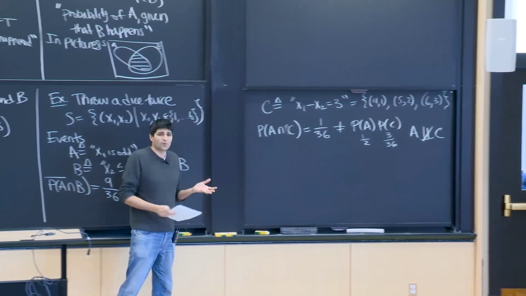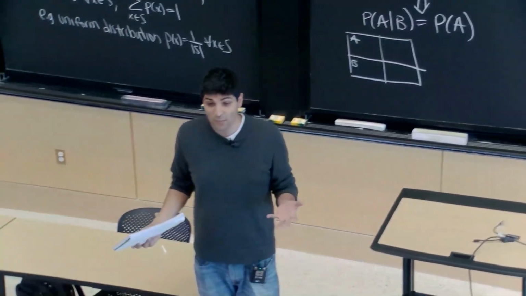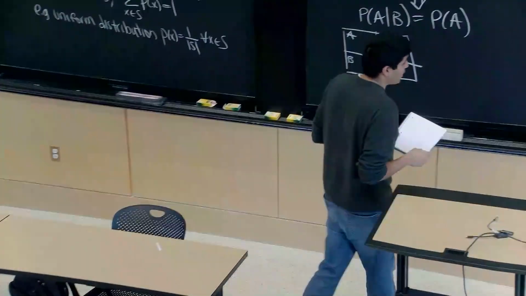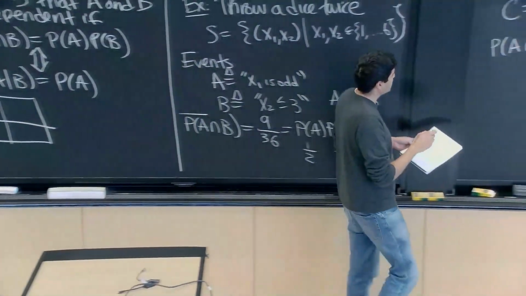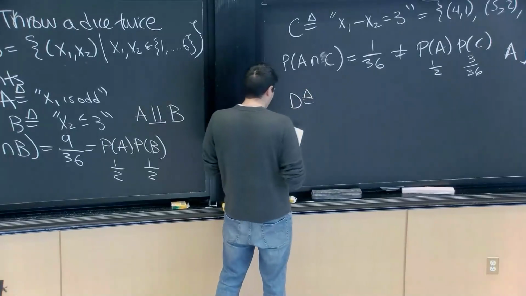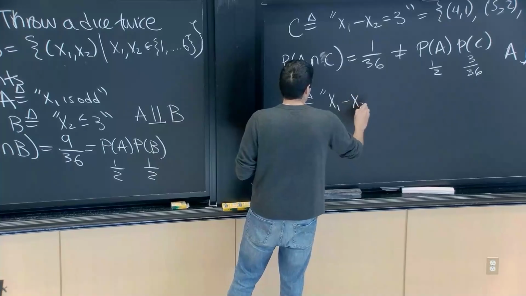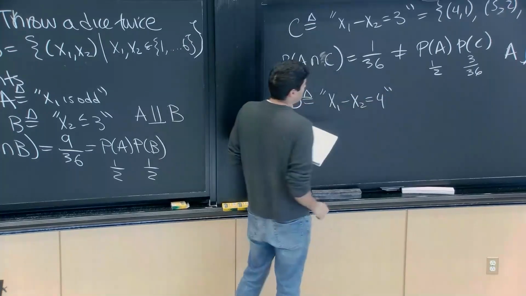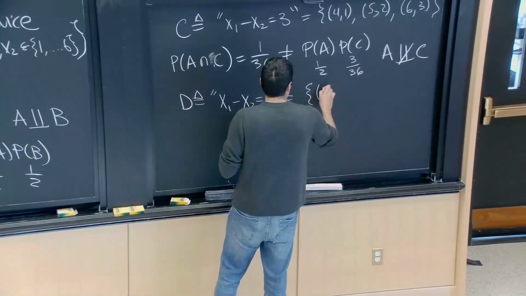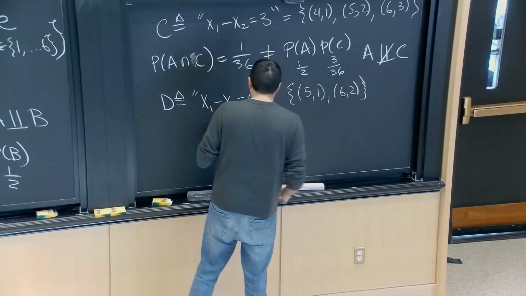And maybe this is intuitive too, because these two events depend on the same things. They both depend on what happens for roll 1, right? But what I claim is that there are slight changes to event C that actually make these things independent. Let's define a fourth and final event. Let's look at this event D, that's x1 minus x2 is equal to 4 instead of 3. Now we have only two possibilities. We have the possibility 5-1, and we have the possibility 6-2, right?